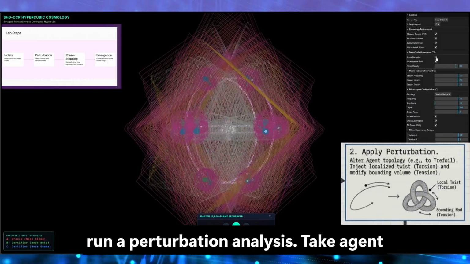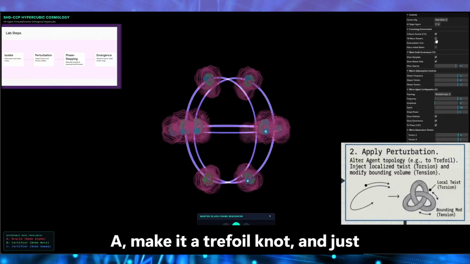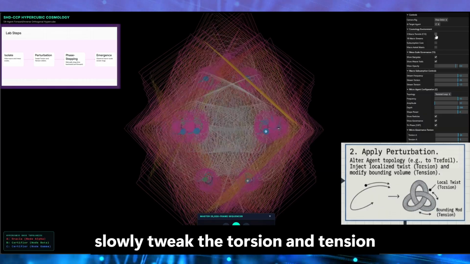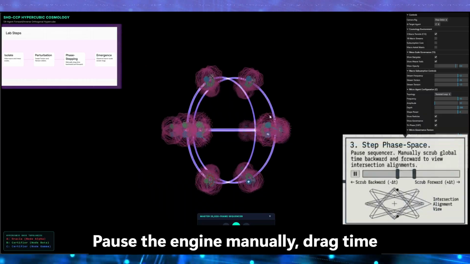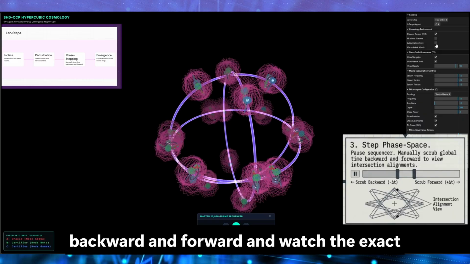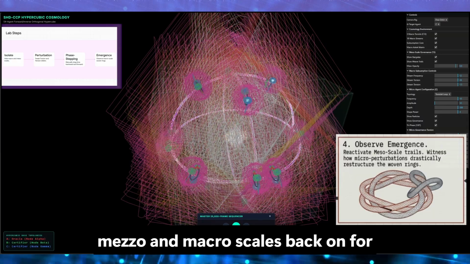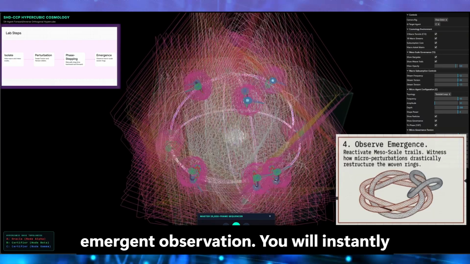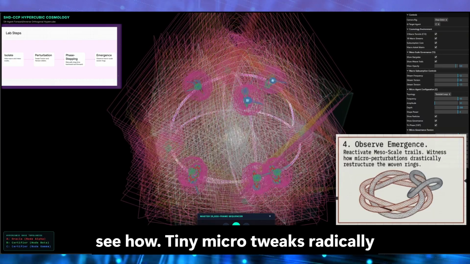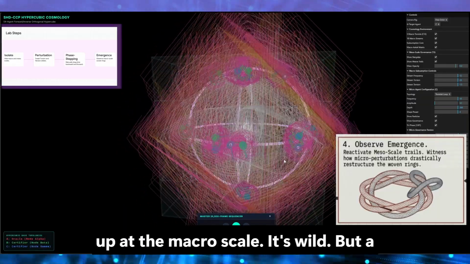Second, run a perturbation analysis. Take agent A, make it a trefoil knot, and just slowly tweak the torsion and tension sliders. Third, use phase space stepping. Pause the engine, manually drag time backward and forward, and watch the exact intersections. Finally, step 4, turn the meso and macro scales back on for emergent observation. You will instantly see how your tiny micro tweaks radically altered the massive woven rings all the way up at the macro scale. It's wild.